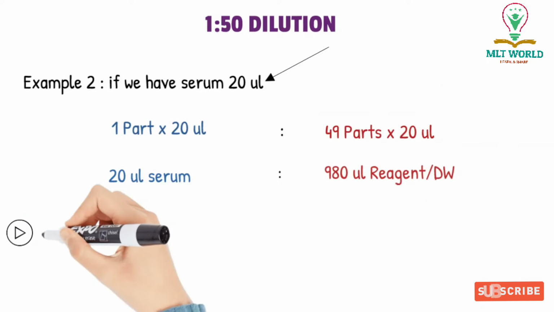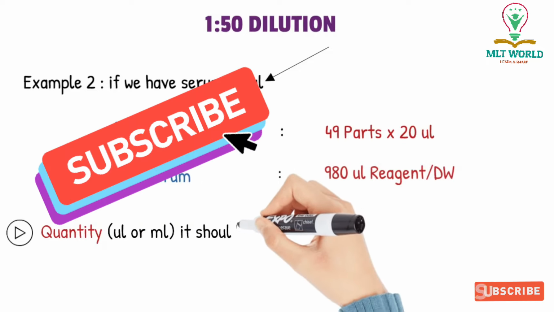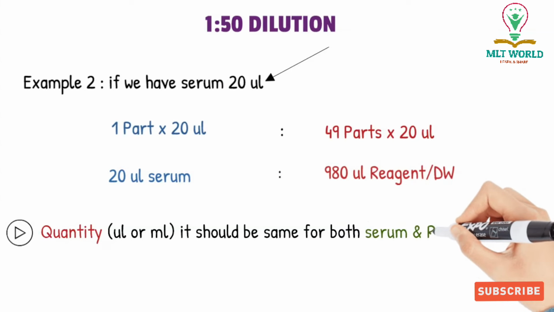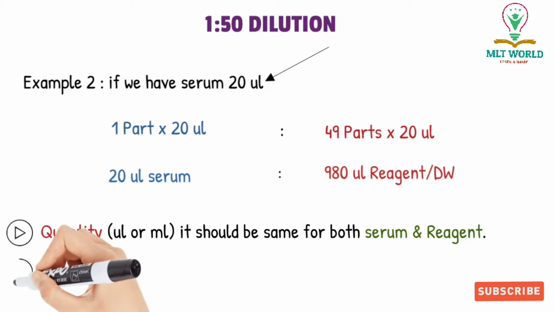Now here there are two important points. You have to focus on the number and the unit. For example, here we use 10 microliter and 20 microliter in our examples. So the unit, microliter or ml, should be the same for reagent and for serum. Then only our dilution and our pipetting is correct pipetting.